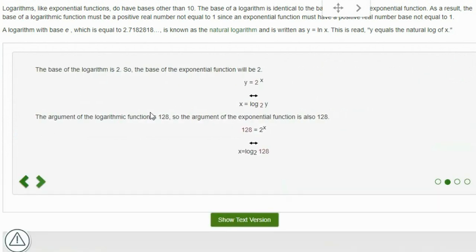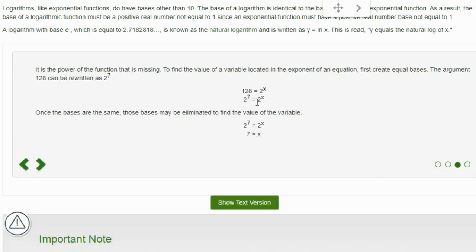next thing we would do is let's rewrite that. So that really means y equals 2 to the X power. So 128 equals 2 to the X power because we had log base 2 of 128. That's what y is. So that's the same as X equals log base 2 of 128. It's 128 equals 2 to what power? Well, when we calculate 128, that's 2 to the 7th power. So we know X equals 7.